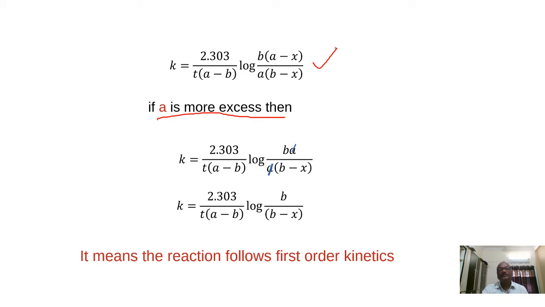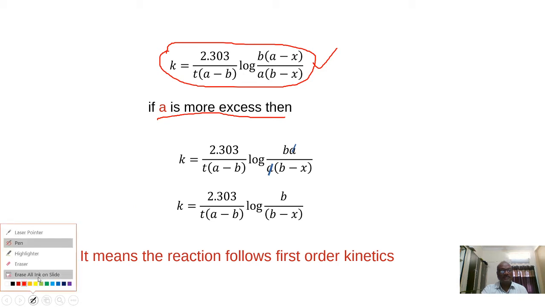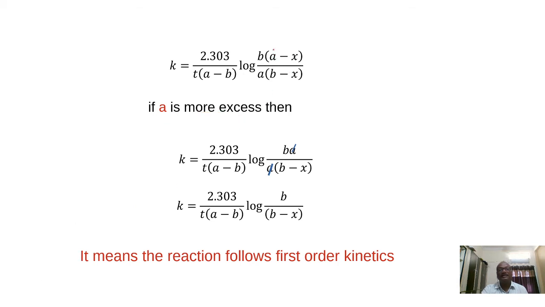So let us substitute the situation B in this equation. K is equal to 2.303 by T into A minus B log B into A minus X by A into B minus X. In this equation, if you see, A is taken in more excess. That's why X can be neglected. This can be neglected, which means BA will be there. BA into A into B minus X, and BA into BA divided by A into B minus X.